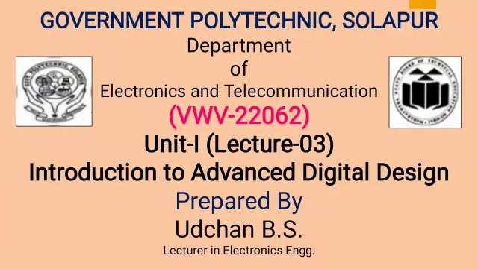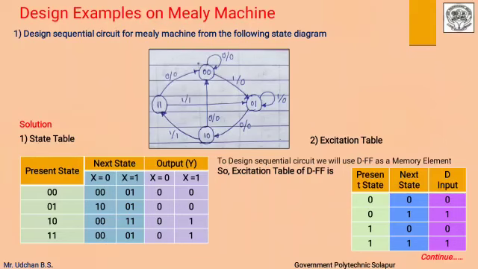Welcome all. In the last lecture we have seen the block diagram of the Mealy machine and the Moore machine. After that we have seen their examples also. Today we are going to learn how to design a sequential circuit for the Mealy machine.